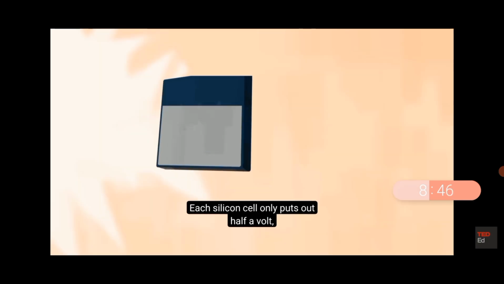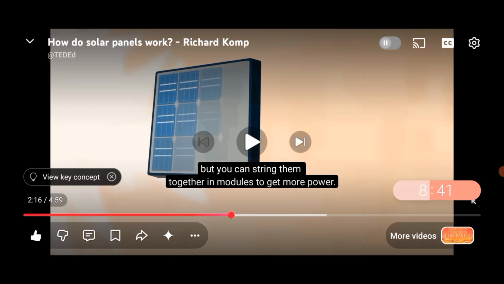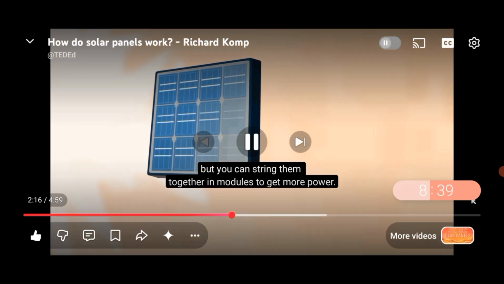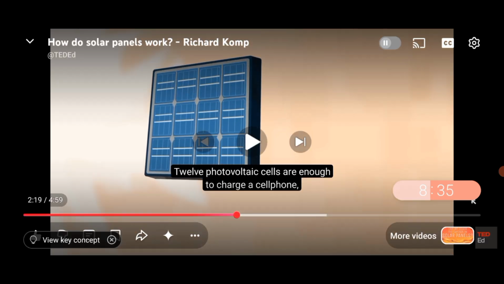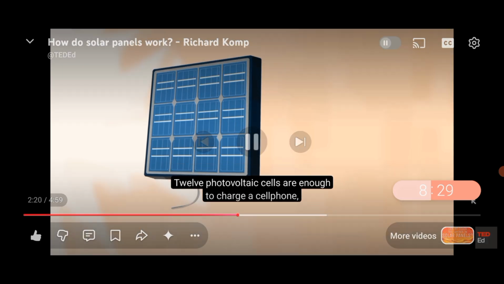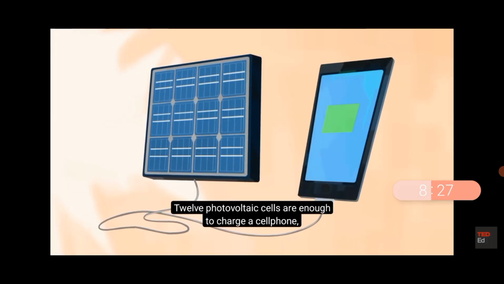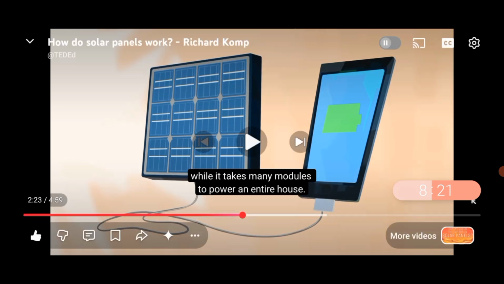12 photovoltaic cells are enough to charge a cell phone, while it takes many modules to power an entire house.